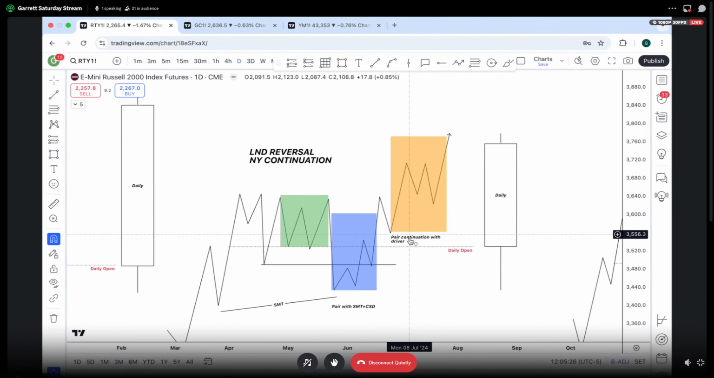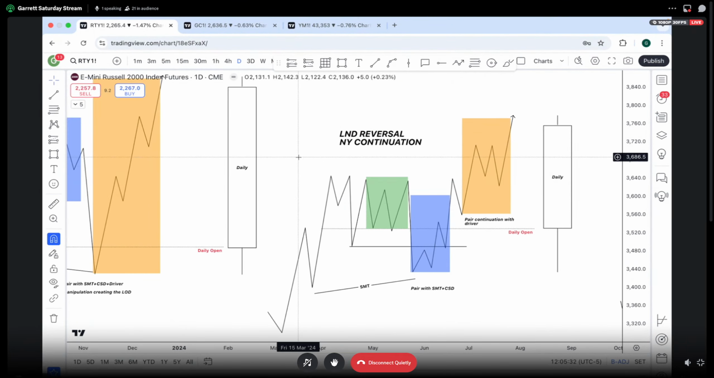So when I see a large range printed in the overnight sessions, that's an invalidation for me, right? So let's move on to this next one.